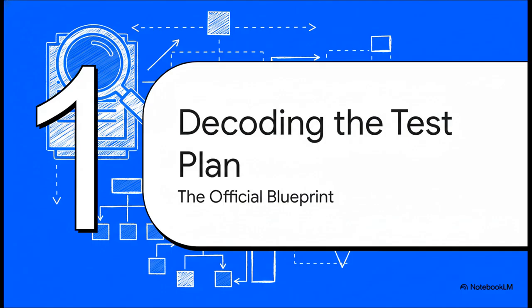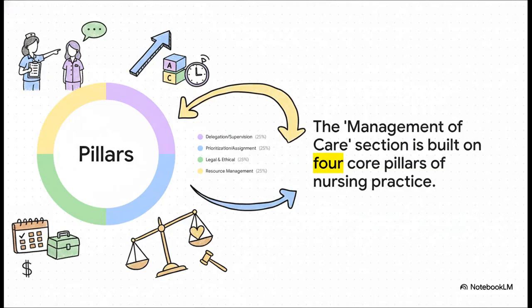Well, you start by looking at the blueprint. The absolute first step to mastering management of care is to understand what the test creators are even looking for. You've got to go straight to the source, and that's the NCLEX test plan itself. When you look at that plan, you see that this giant topic really boils down to four main ideas. Think of them as the four pillars holding everything up. You've got delegation and supervision, prioritization and assignment, legal and ethical stuff, and finally, resource management. Let's take a closer look at each one.